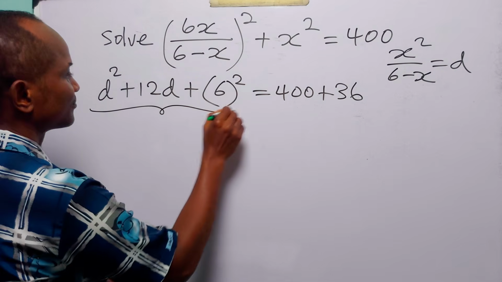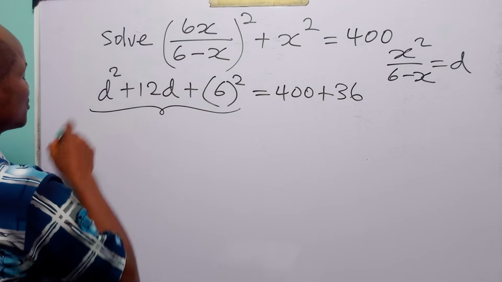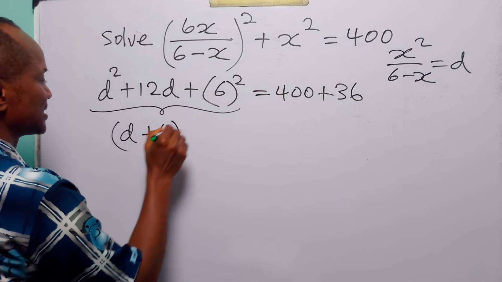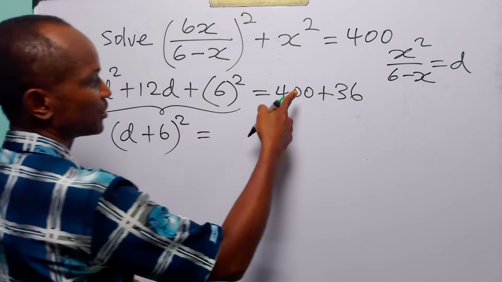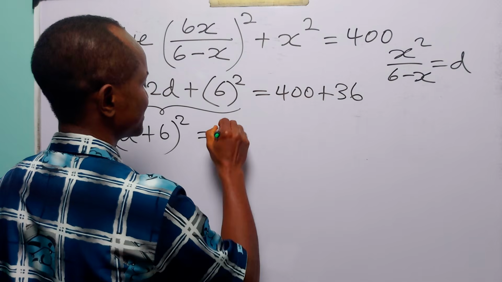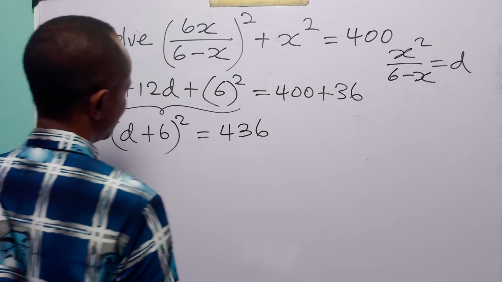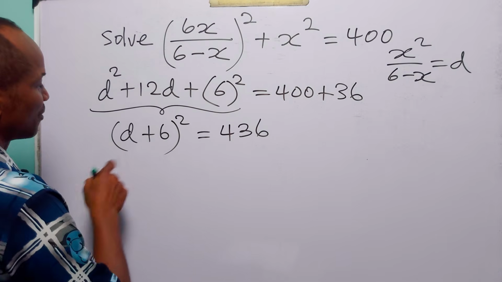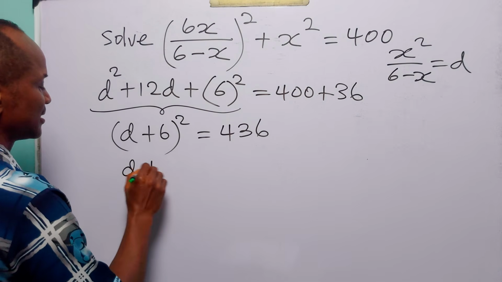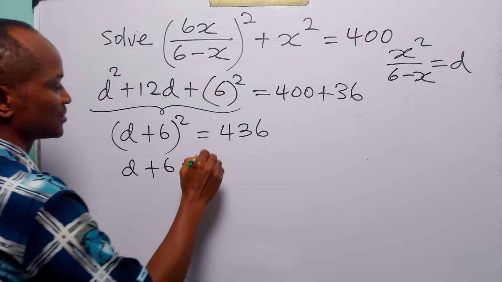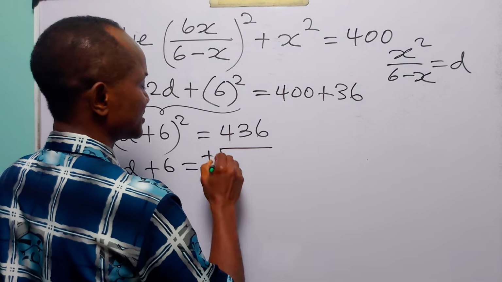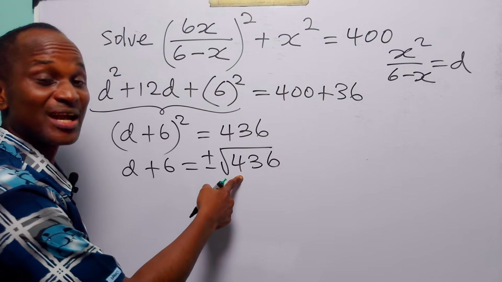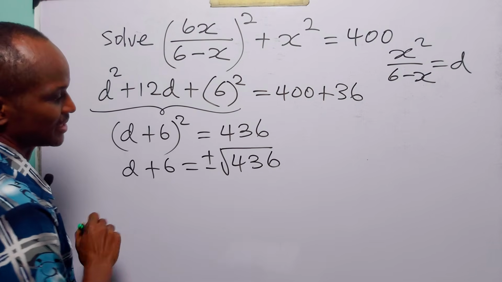Now this is a perfect square. So we take one d and we take one 6 and we square. And this is equal to 400 plus 36. That is 436. Now we take the square root of both sides of the equation. When we do that, we have that d plus 6 is equal to plus or minus the square root of 436.